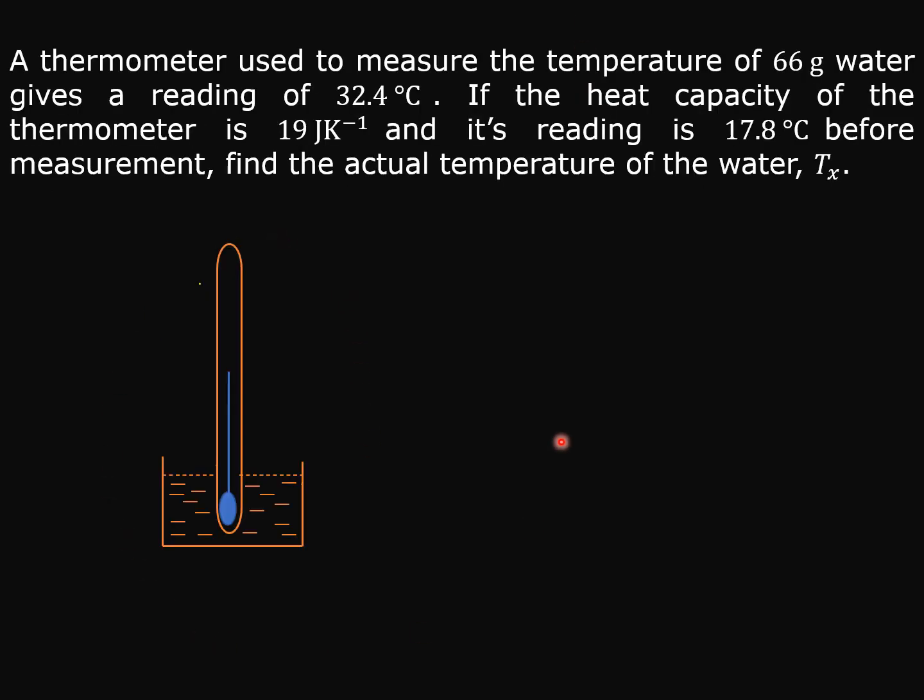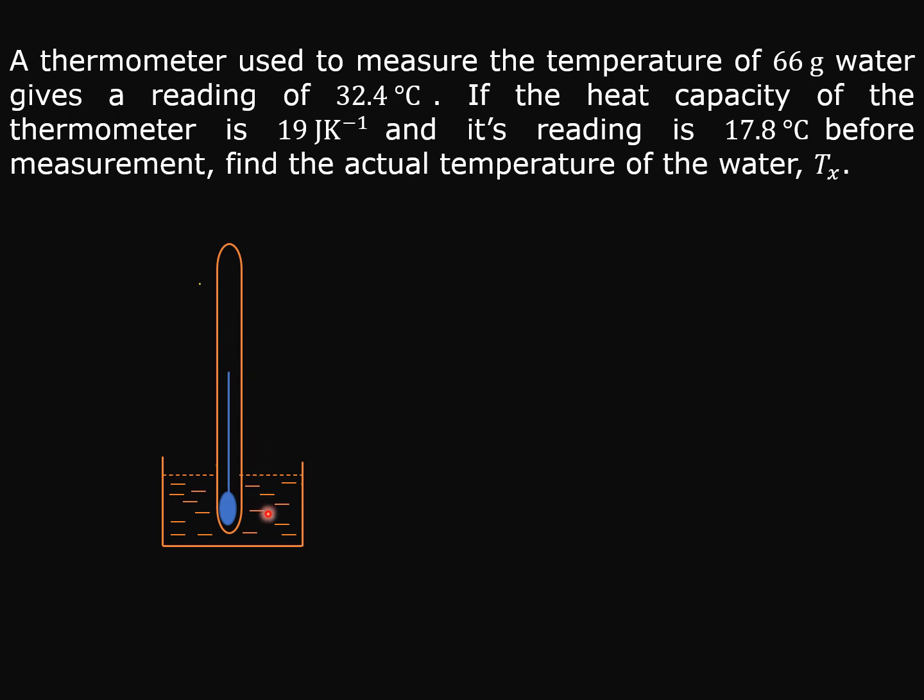This diagram shows the thermometer used to measure the temperature of 66 grams of water. The heat transfers from the water to the mercury in the thermometer and makes this mercury expand. So the mercury column will rise, will become longer.